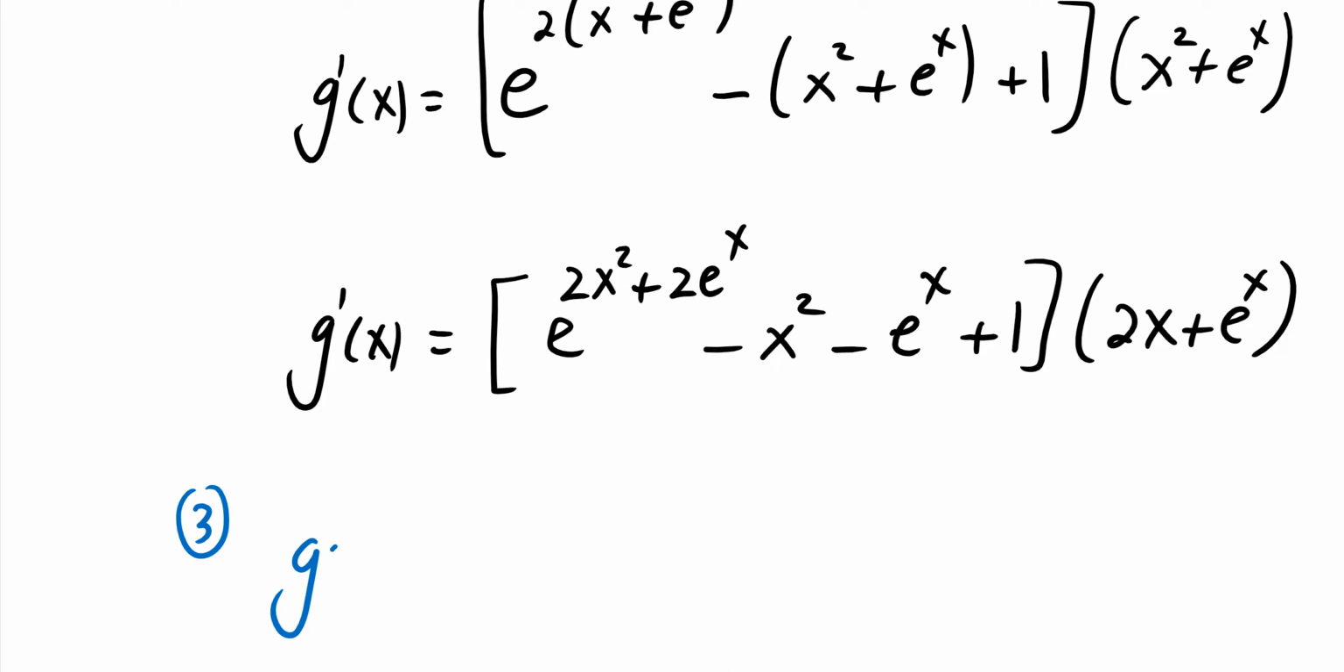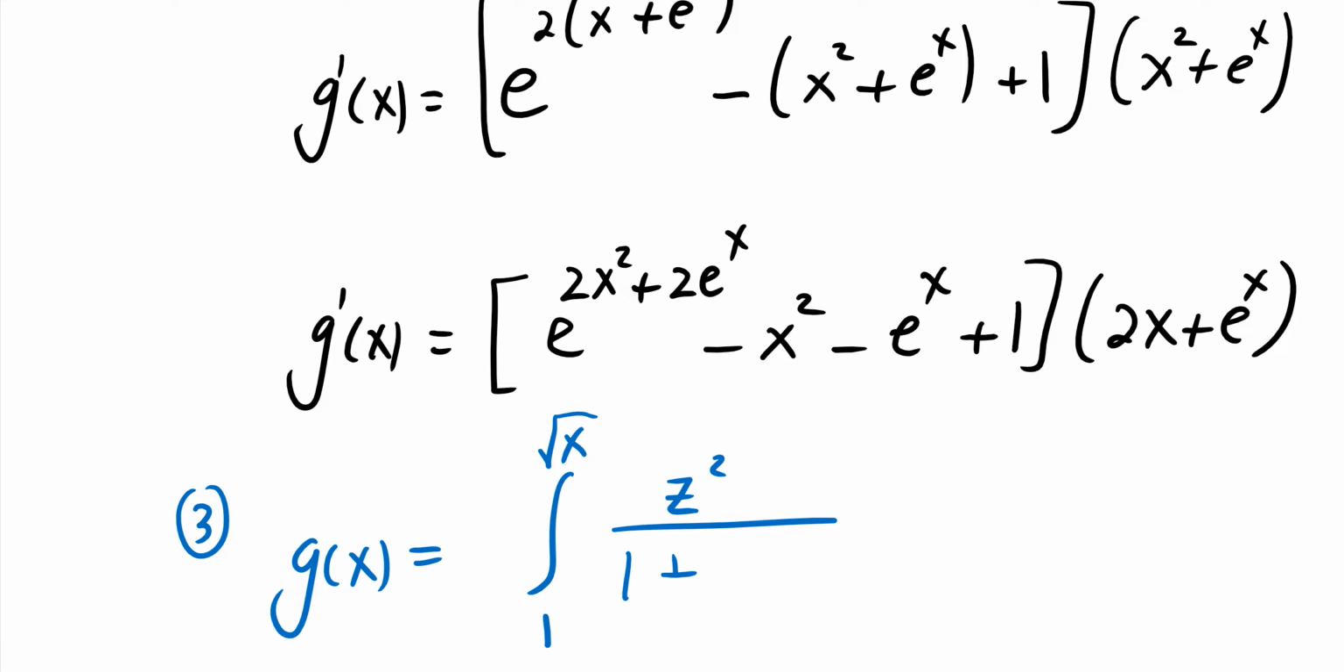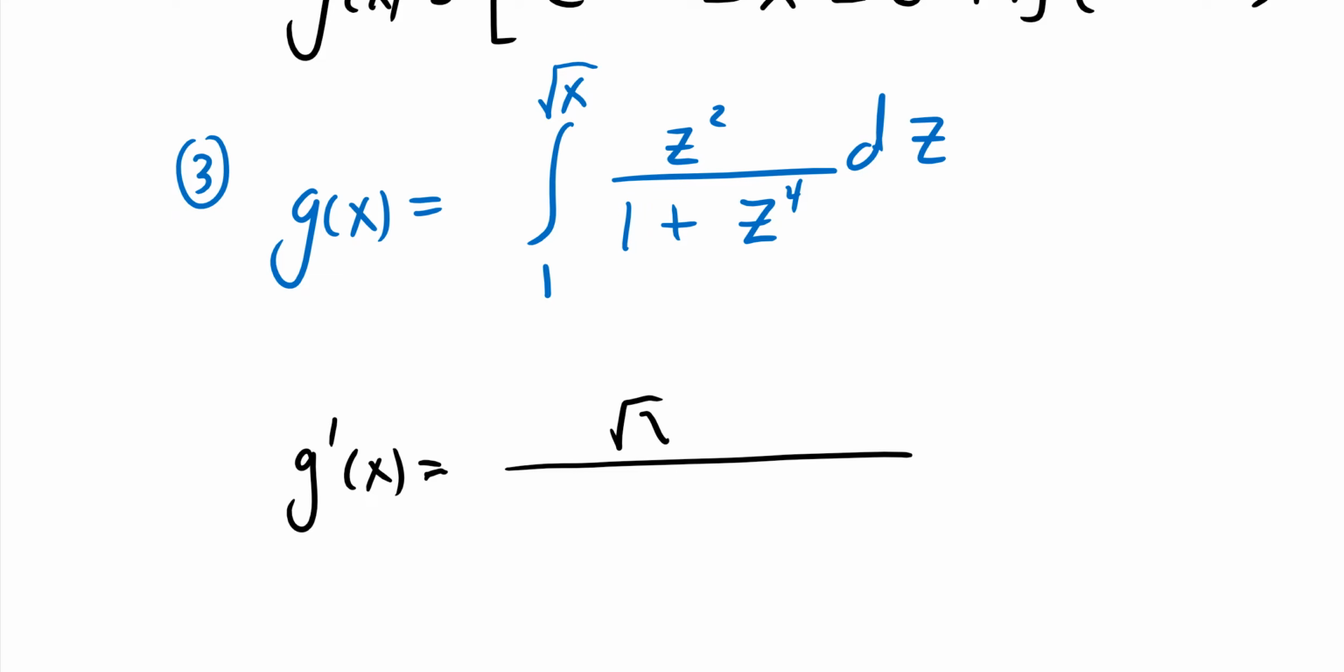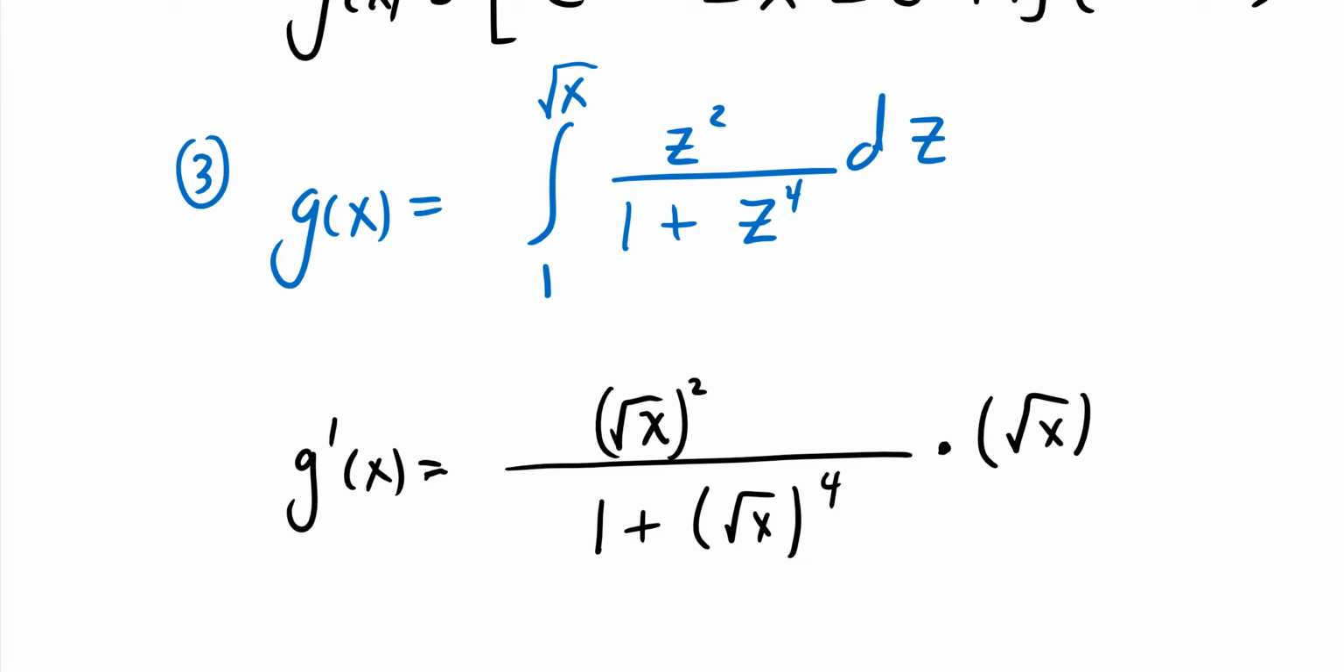All we have been using so far, the derivative, is the fundamental theorem of calculus 1. Here the integrand is one plus z to the fourth dz. It doesn't have to be all the time t, it could be any other variable other than x. So what do we do here? g prime of x. Notice that the lower bound is 1, is constant, so we're okay so far. We replace every z with the square root of x, square root of x to the fourth, times the derivative of the square root of x.